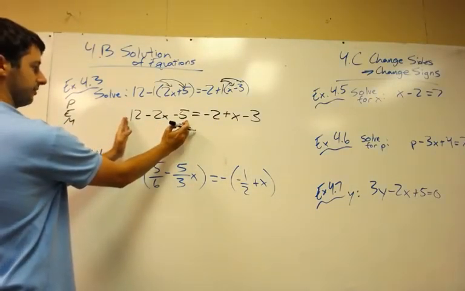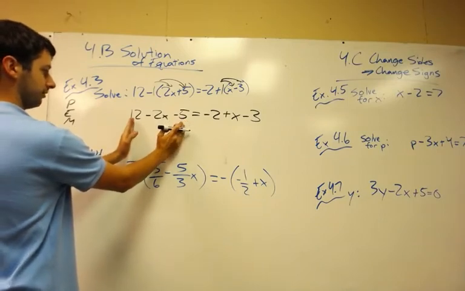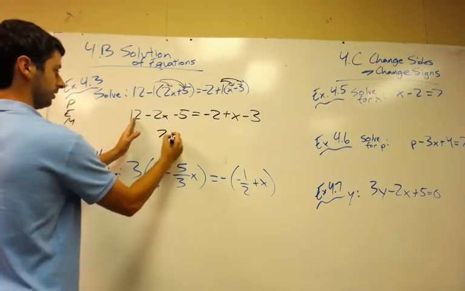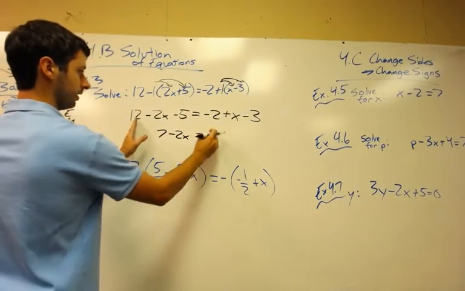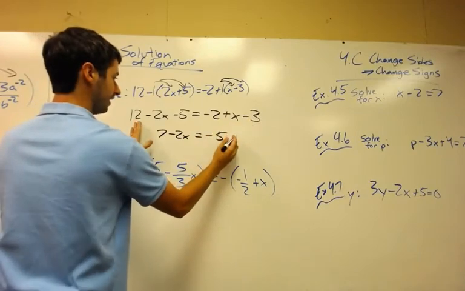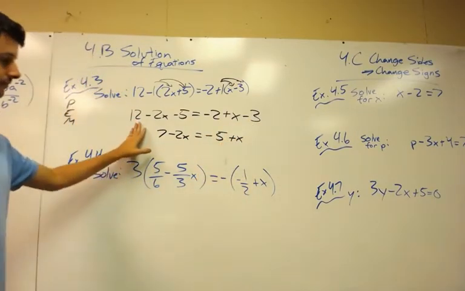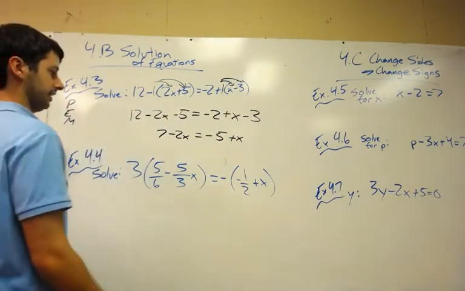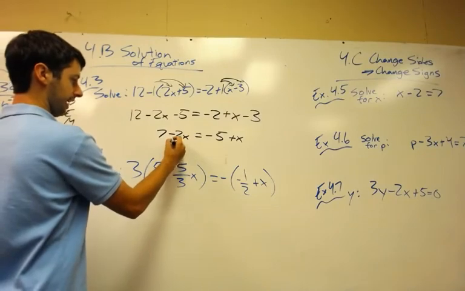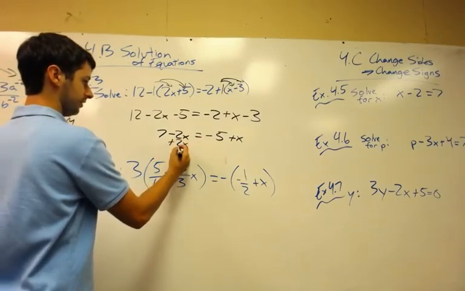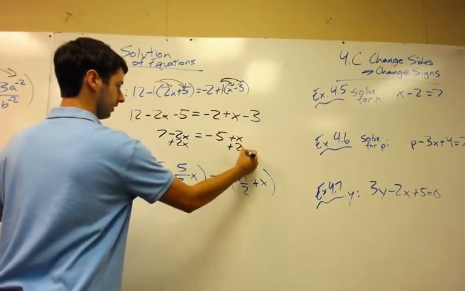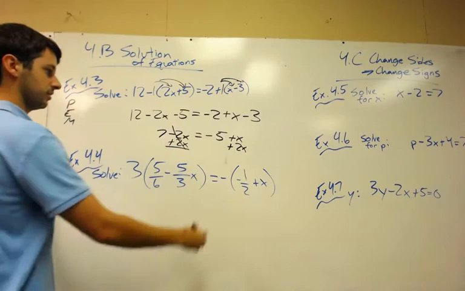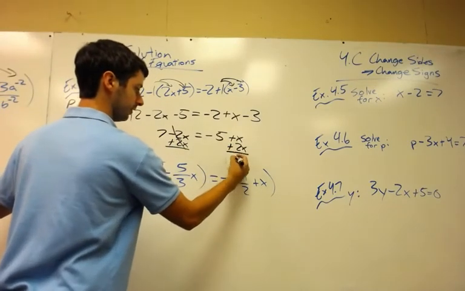Can anything be simplified as a like term? Well, 12 and 5, or -5, like terms. So 12 minus 5, 7, minus 2x is left. -2 minus 3, -5, plus x. And now it's up to you how you want to solve. I'm going to combine the x's. I'm going to add the 2x on this side. And if you do it to this side, have to do it to that side. This cancels out because -2 plus 2x is 0. X plus 2x, 3x.